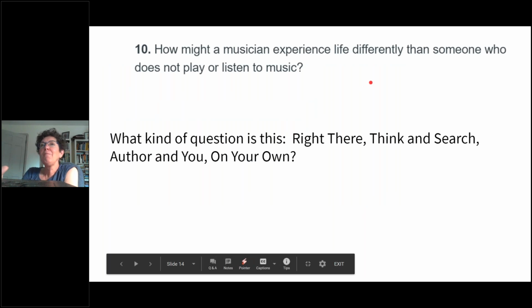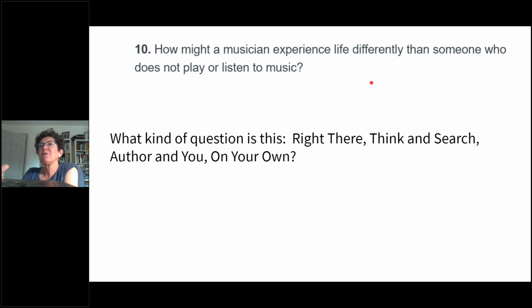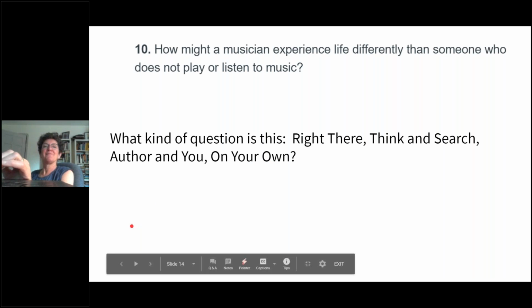Okay. How might a musician experience life differently than someone who does not play or listen to music? Is that a right there question? Is that a think and search, like I have to put some things together? An author and you, an interesting question? Or is that just totally on your own? I don't know. We would have to go back and see. Okay, let's go back.